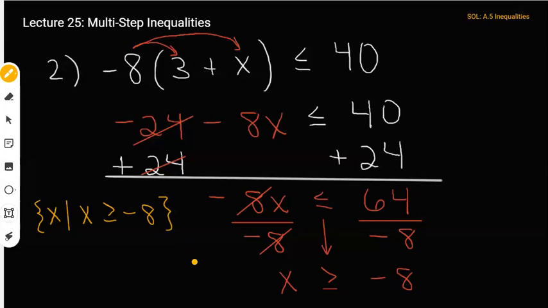So that's my solution set. Let me graph my number line. Whenever I do my number line, I take the number that I found and put it in the middle. And then all the numbers that are less than -8, like -9, -10, those are going to go on the left side. So -9, -10. And then numbers that are larger than -8, like -7, -6, those are going to go over here.